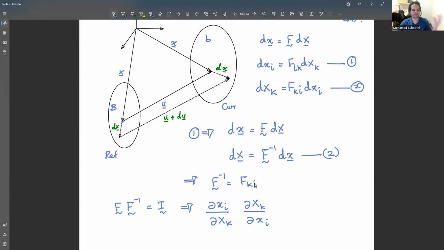Finally I have to get the identity matrix. Therefore, I cannot use i because both would be repeated indices here. I will use a different one. Why? Because it is a second order tensor, I should get two free indices, right? So i and j, k is the repeated index, right? So this is your inverse F matrix.